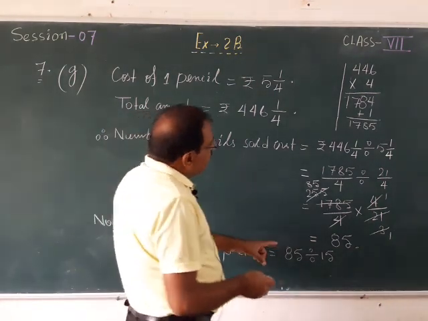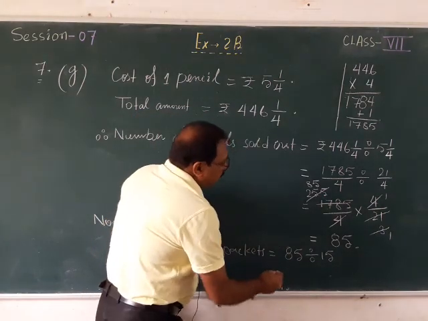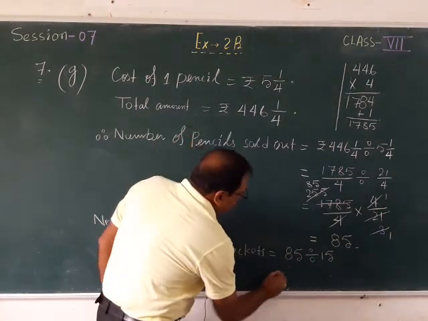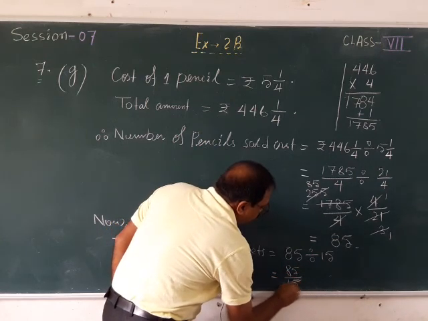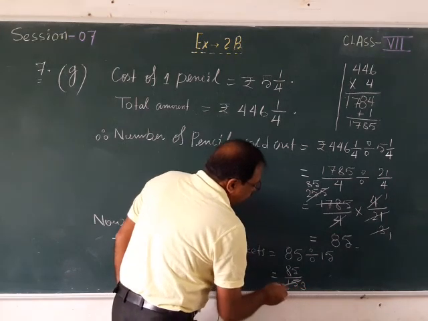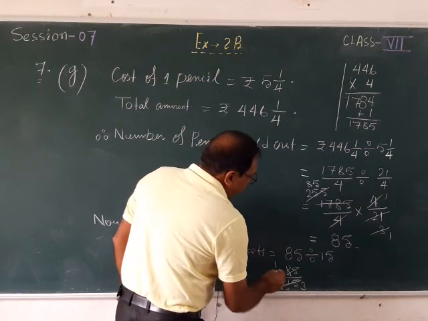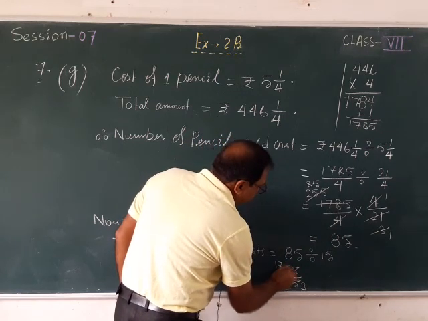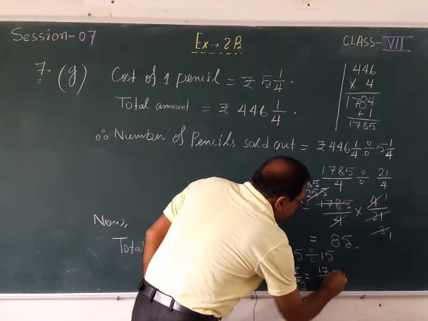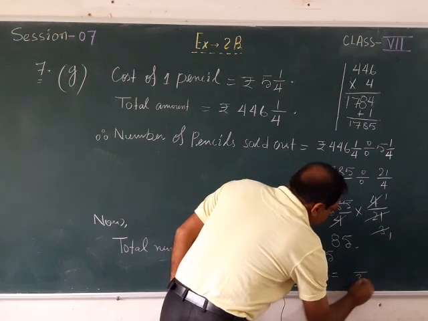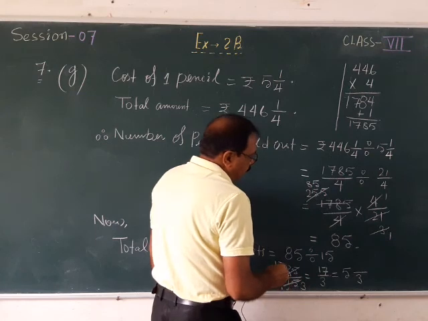So, if you divide 85 by 15, what will it be? Let us see. That will be 85 upon 15. First of all, I can cancel by 5: 5 threes are 15, and 5 seventeens are 85. So it is 17 upon 3. Now, you change it into a mixed fraction. 3 fives are 15.